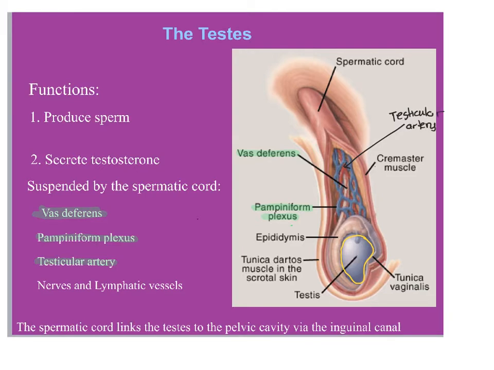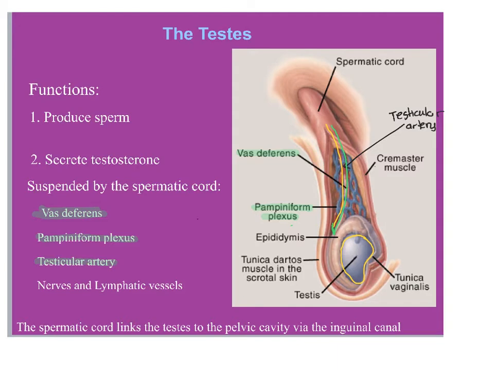And then lastly, not shown here, but I suppose we could draw them in, would be some nerves and lymphatic vessels as well. You don't need to know the names of any of those, but there would be nerves supplying the testes and lymphatic vessels draining fluid from the testes.